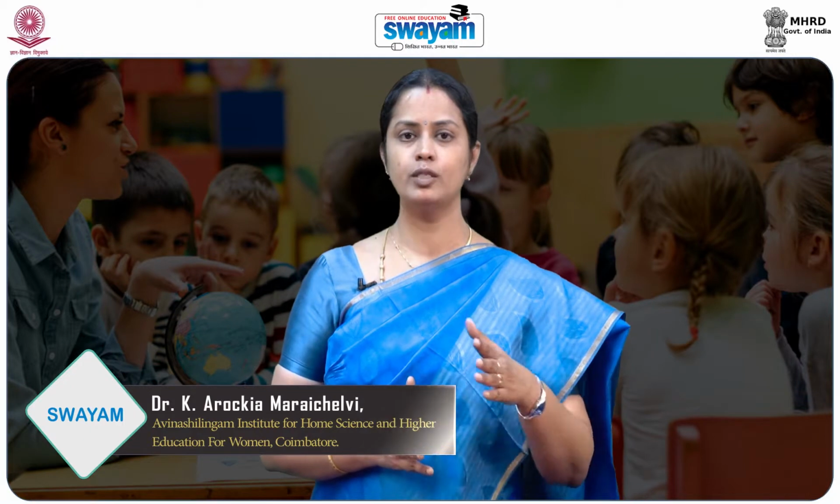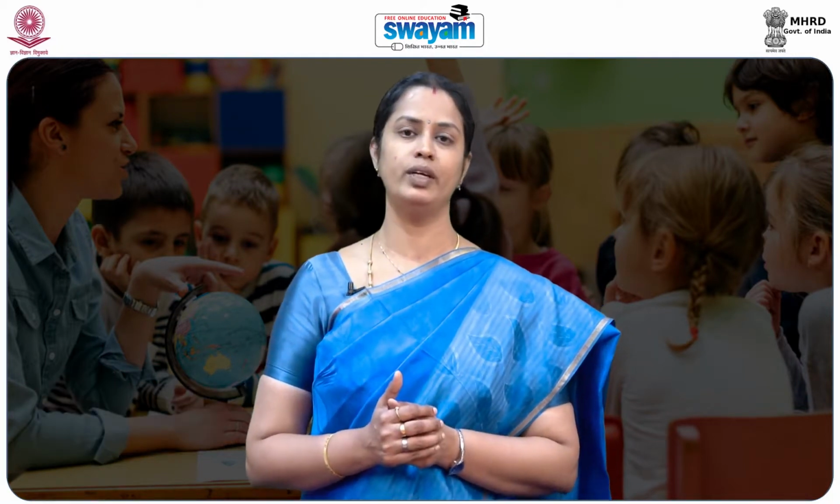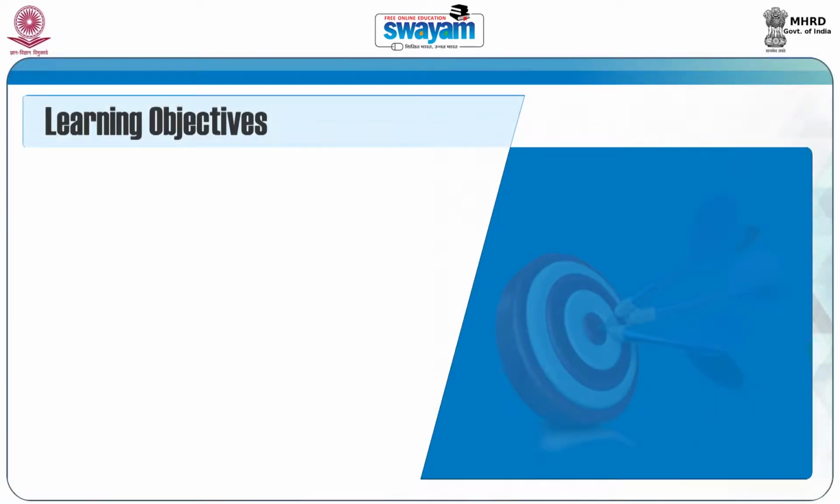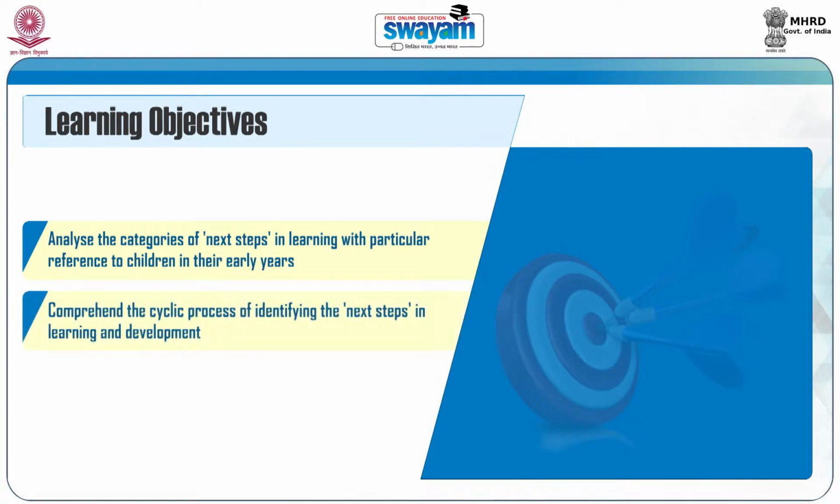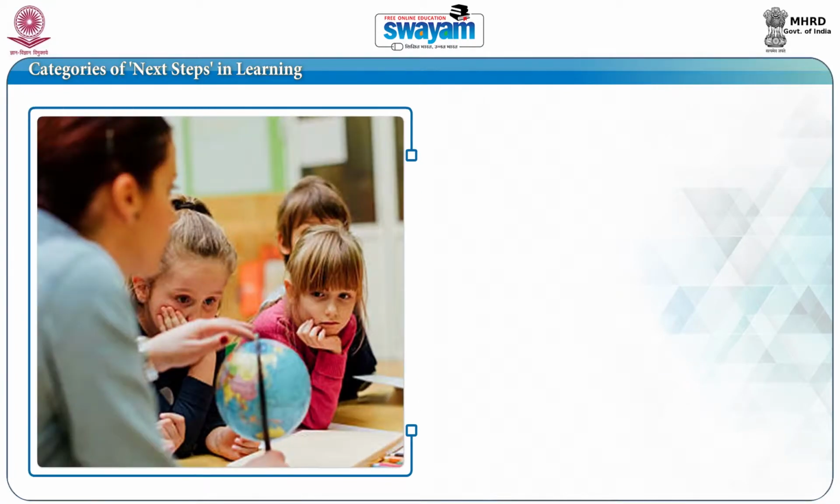This module comes to you in the form of 2 videos. At the end of the first video, you will be able to analyze the categories of next steps in learning with particular reference to children in their early years, and comprehend the cyclic process of identifying the next steps in learning and development. Now, let us focus on the categories of next steps in learning.